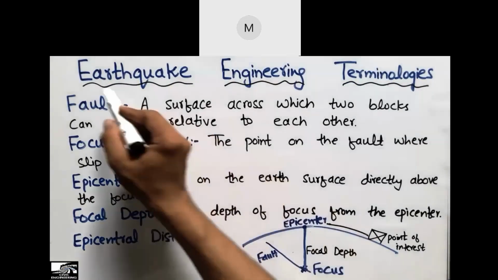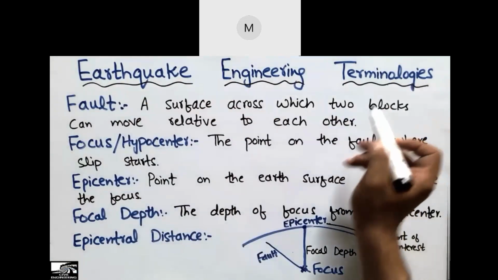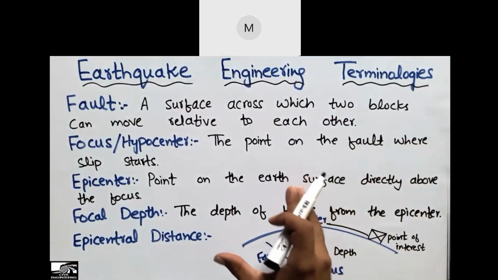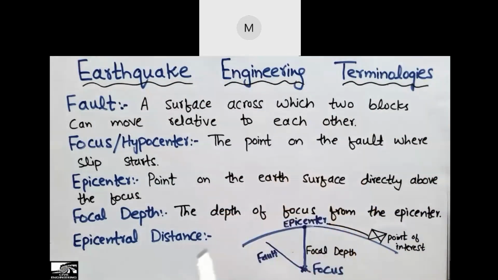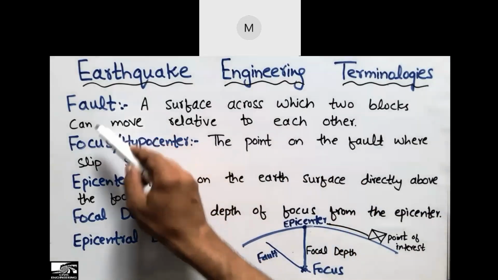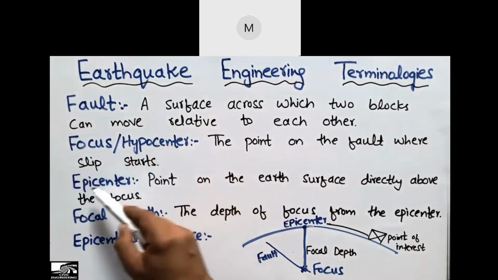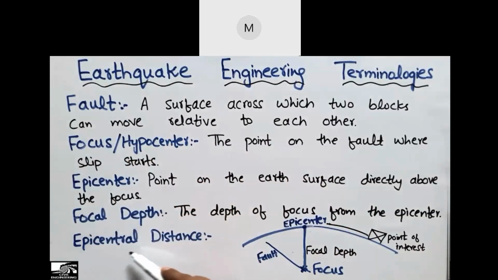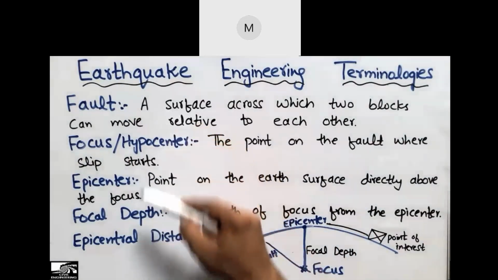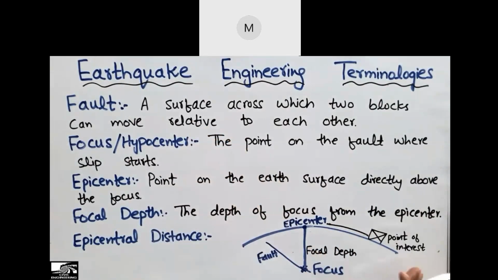Today our lecture is about the earthquake engineering terminologies. So in this lecture I will define and explain some of the terms used in earthquake engineering. These are the fault, focus or the hypocenter, epicenter, the focal depth, and the epicentral distance. So I will explain one by one with the help of this diagram.